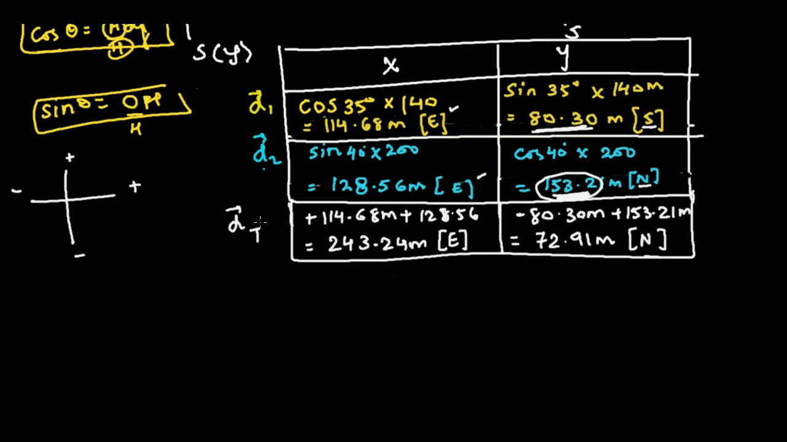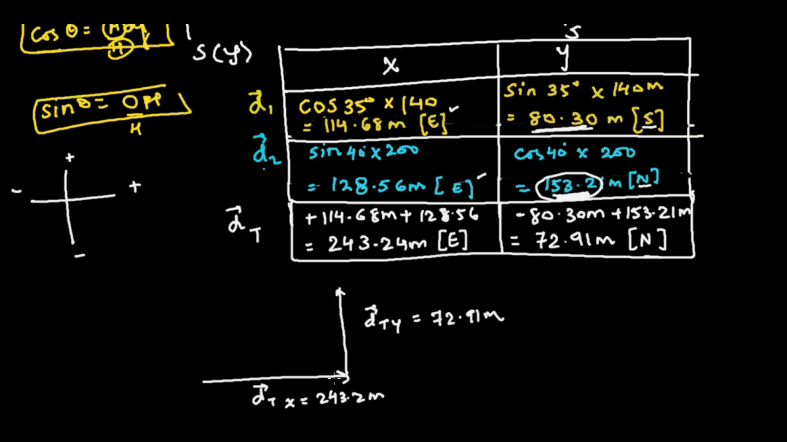Just keep in mind here that the d total that we've got in this case is not yet the final answer. We've got d total for 2 components, that is the x and the y component. If you're supposed to draw, this is how it's going to look. So this is d total on the x-axis, which we have got as 243.2 meters east, and the other one is d total on the y-axis, and the value that we've got is 72.91 meters.